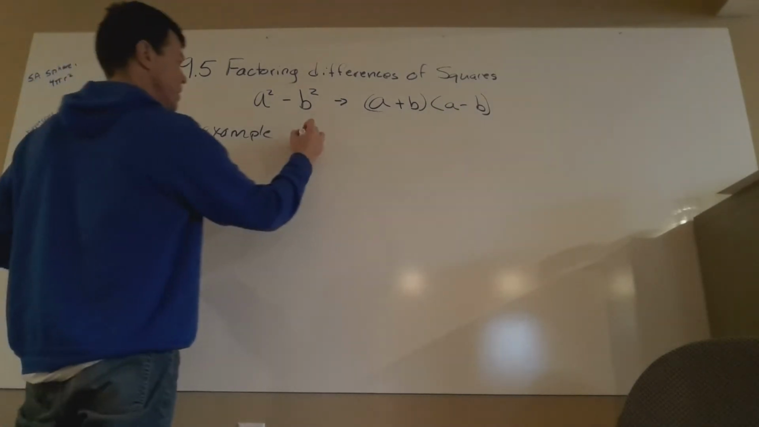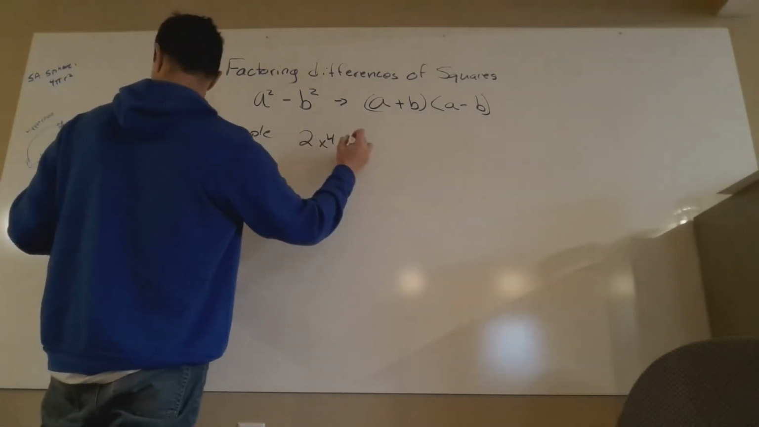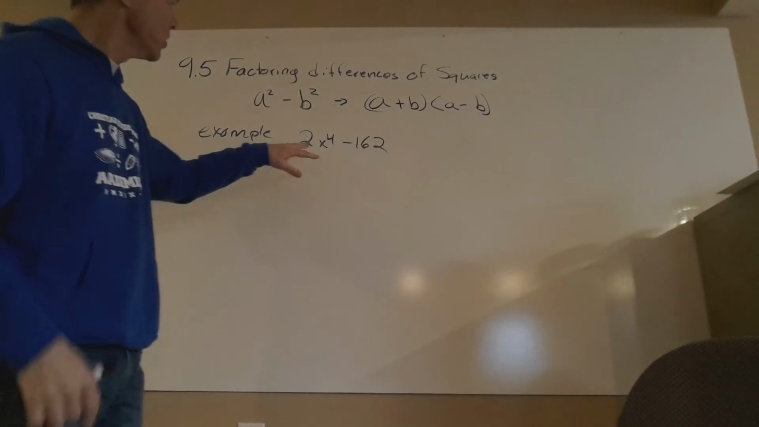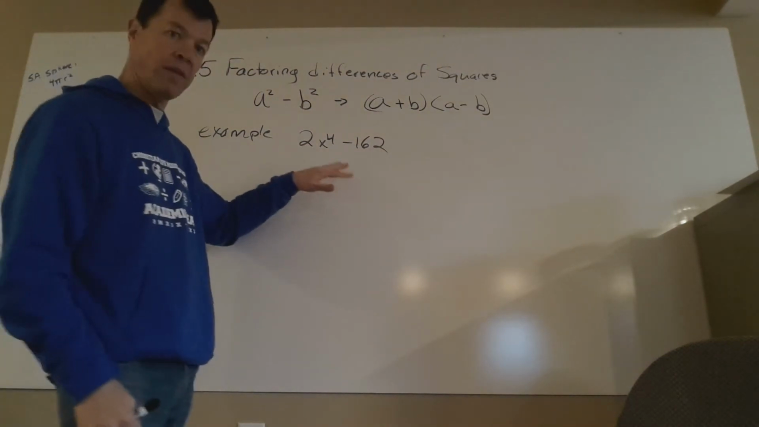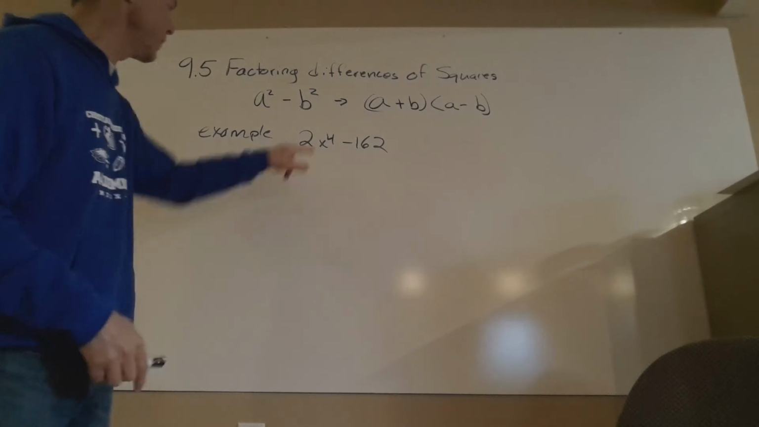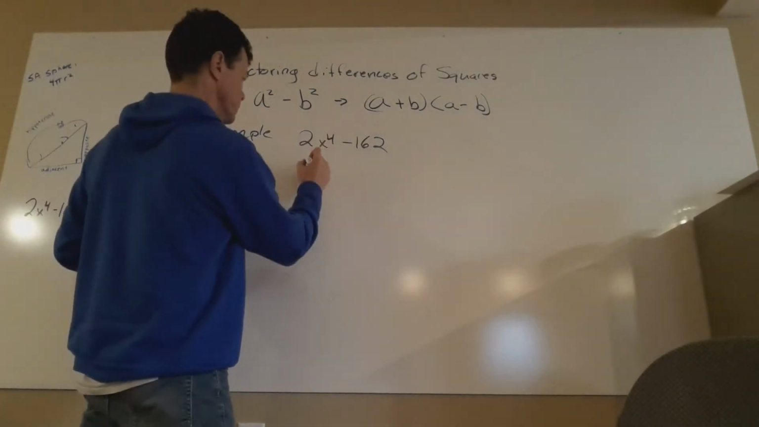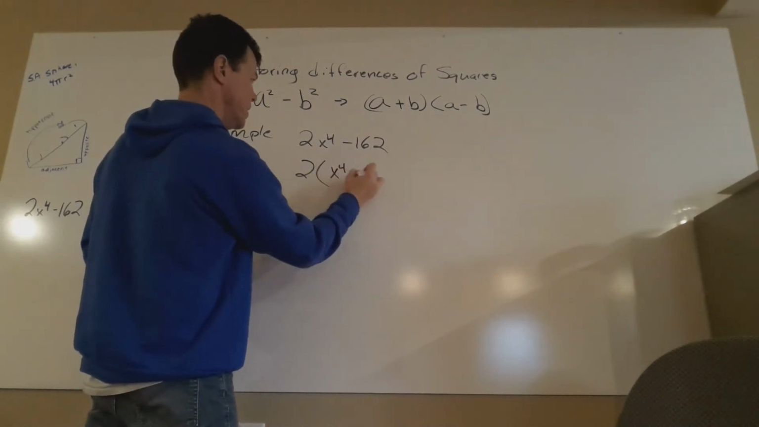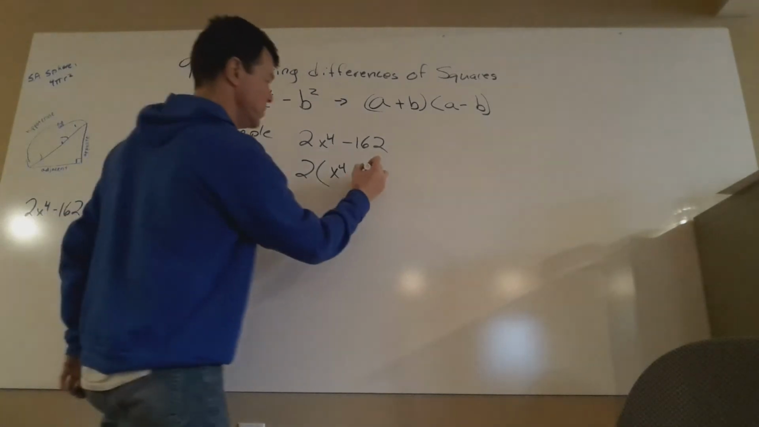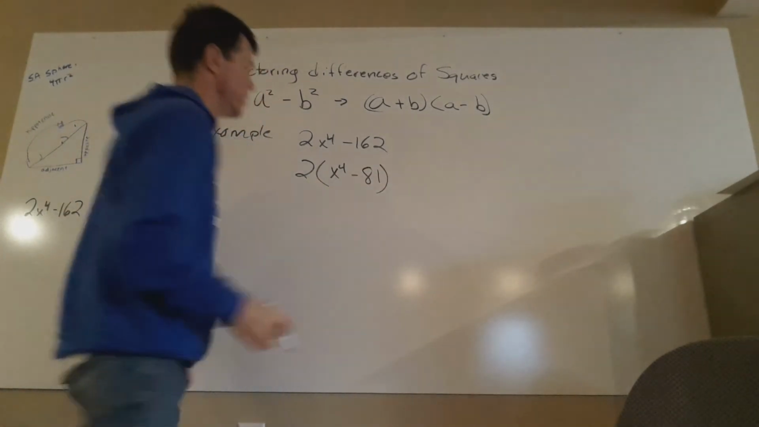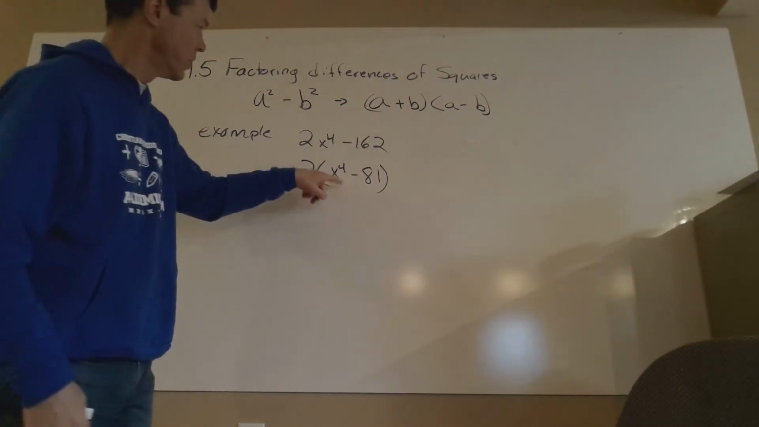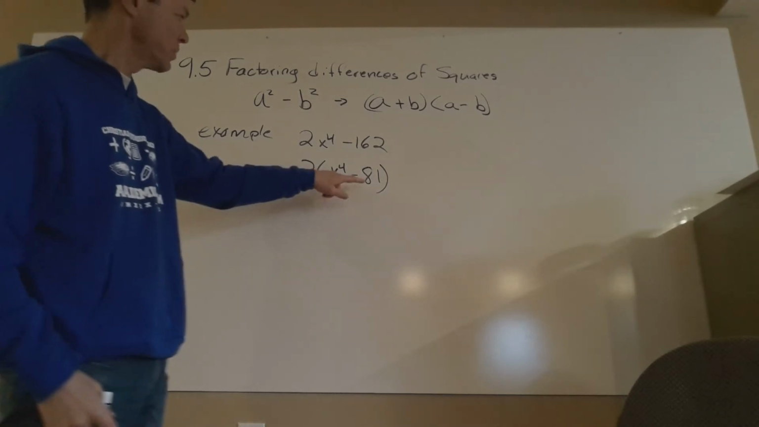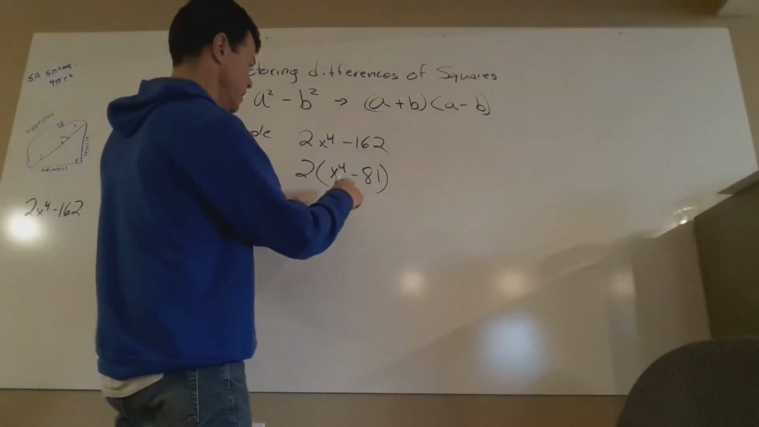2x to the 4th minus 162. You have a couple of even numbers in there, so you know you can factor out a 2. We'll start out with that, factoring a 2 out of this. When we do that, you have x to the 4th minus, since 162 divided by 2 is 81. Then you see we can work with some difference of squares. The pattern is getting close. The square root of 81 is going to be 9.